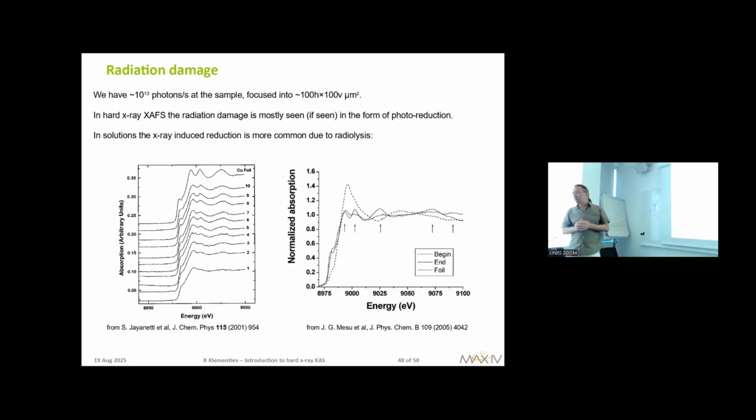This radiation damage is, I think, almost exclusively seen as photoreduction. From initially oxidized state, you see it, it goes to some reduced state. And here's another example. It is also from initial oxidic state, then it approaches the metallic spectrum. Yes, if it happens, then you need to invent something.